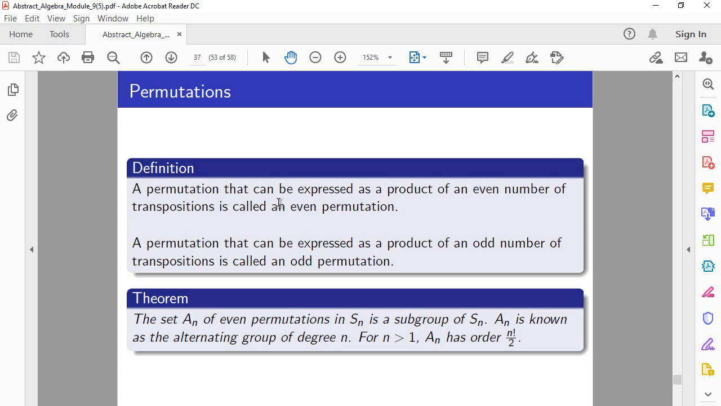So a permutation that can be expressed as a product of an even number of transpositions is called an even permutation. A permutation that can be expressed as a product of an odd number of transpositions is called an odd permutation. The subset A_n of even permutations in S_n is a subgroup of S_n. It is known as the alternating group of degree n. For n greater than 1, A_n has order n factorial divided by 2. That is, half of the elements of S_n are even, and the other half are odd.